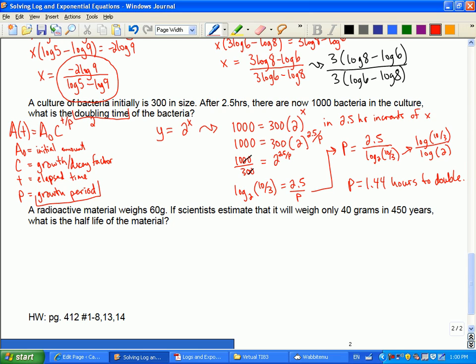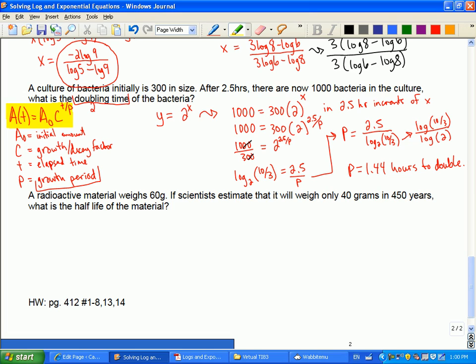Okay. So that's one thing that'll be handy for you to refer to when you do your exponentials. That is going to cover all your growth and decay formulas that you'll work with here. So let's work on it then with a radioactive material that is 60 grams, and a scientist estimates it will weigh only 40 grams in 450 years. So we want to know what's the half-life.